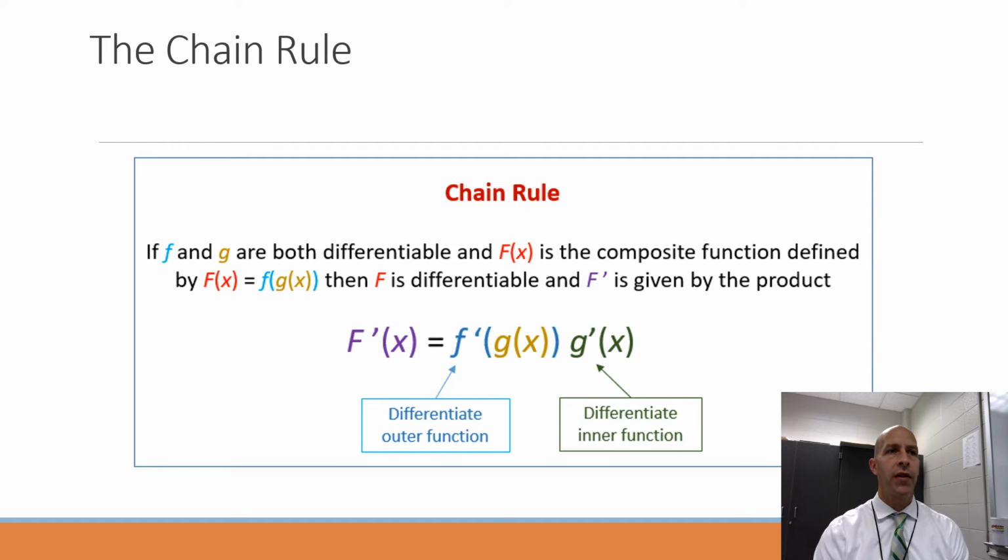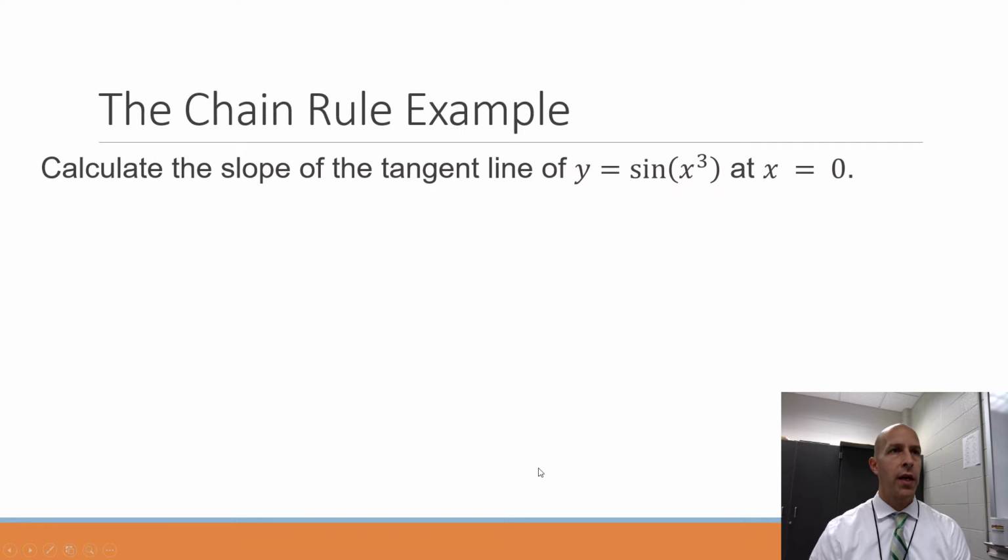Basically, if you're trying to find the derivative of a composition of functions, you differentiate the outer function, leave the inner function alone, and then multiply that by the derivative of the inner function. So here's a quick example of that.